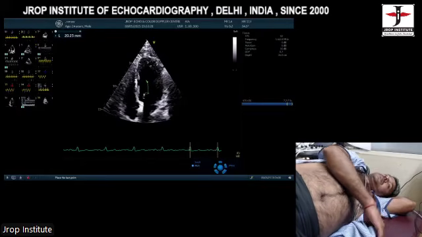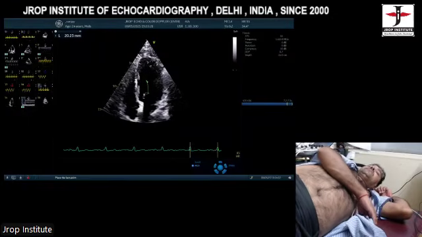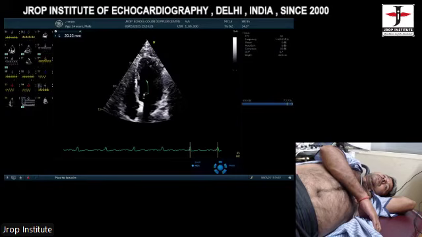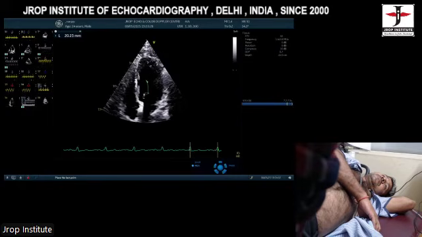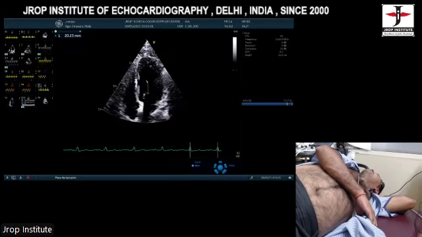In a certain subset of people, like really obese individuals or in cases of COPD, the window is poor when it comes to these views. So at those times we have to go for the subcostal view and take measurements. We don't take measurements. So subcostal measurements are not considered standard. Okay, sir, thank you.